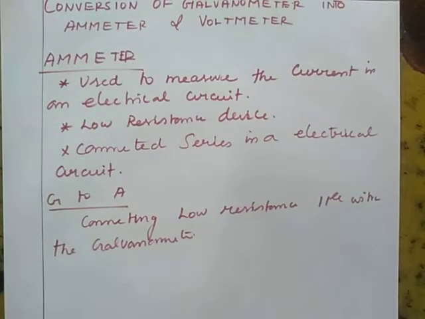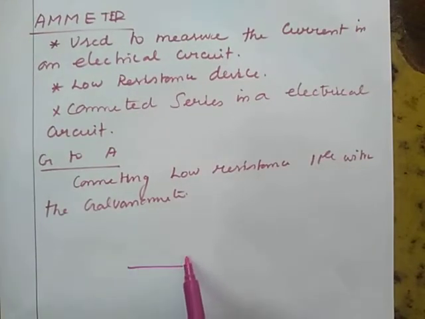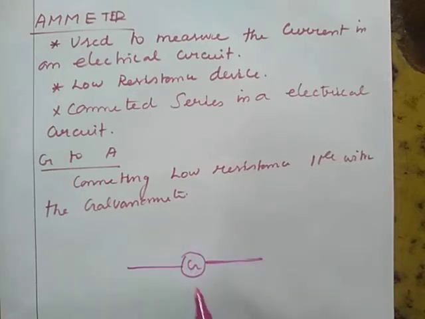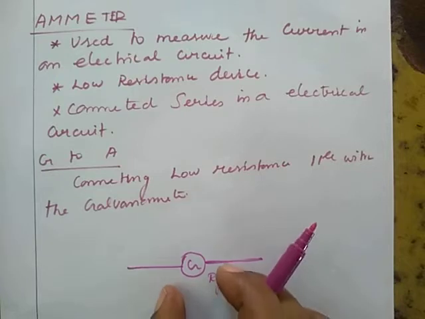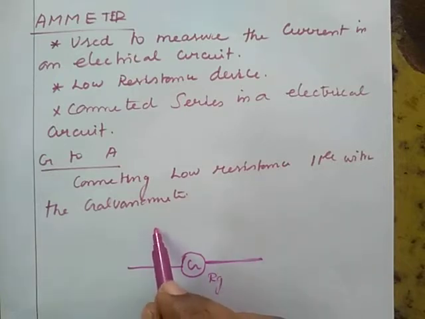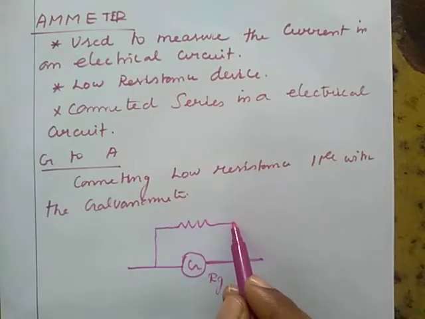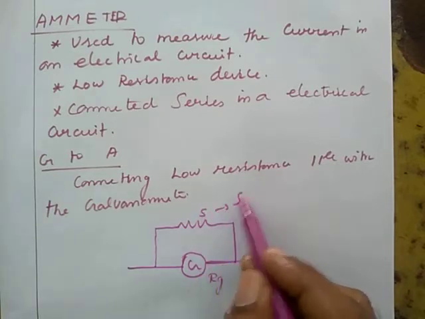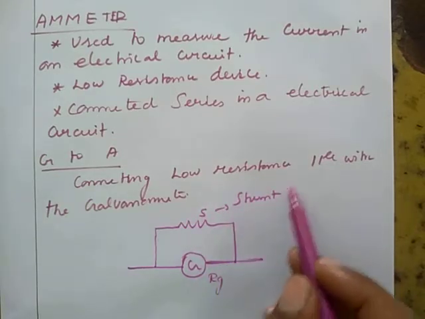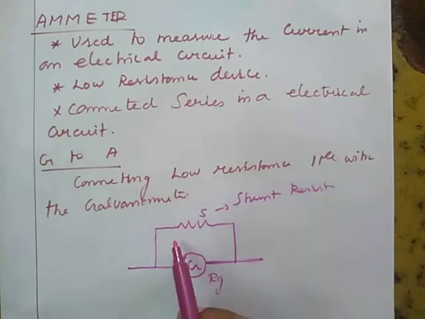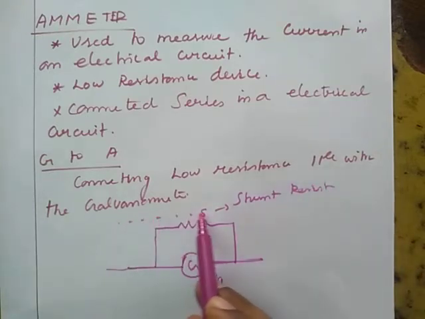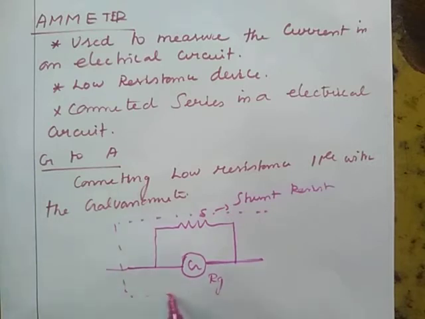Let me see how to connect. Here it is a galvanometer. This G represents the galvanometer. Then in this circuit the galvanometer has the resistance Rg. Here in order to convert this galvanometer into ammeter, I am connecting a low resistance that is known as shunt resistance. Then this setup became ammeter. This is known as ammeter.